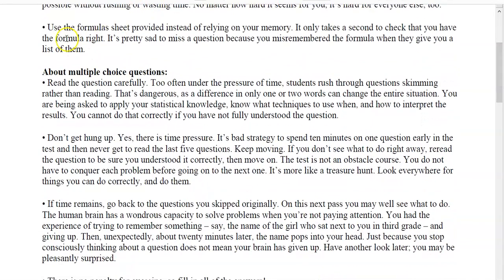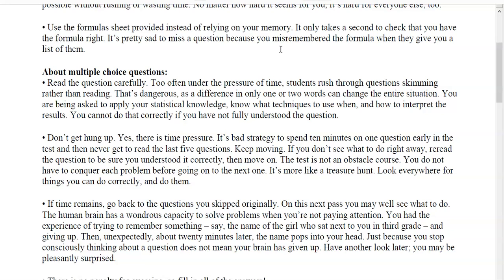Make sure to use the formula sheet provided instead of relying on your memory. The formula sheets, the one that you're familiar with that you use in class, will be at the beginning of Section 1 and Section 2 of the exam, the free response and the multiple choice. Multiple choice being first. The tables, like the chi-squared table, the t-table, and the normal table with z-scores, will be at the end of each section.